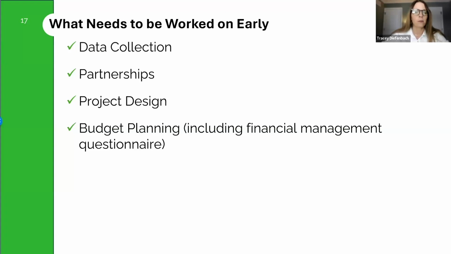Let's talk about what needs to be worked early. Because BJA STOP funds are intended to support projects and programs that are a part of an applicant's comprehensive school safety plan or broader safety strategy, there are critical steps that applicants need to consider and prioritize early on in the process. First, data collection. Understanding the needs of the school community is imperative. Early data collection lays the groundwork for effective project planning. It's best practice to use data to guide your program design.